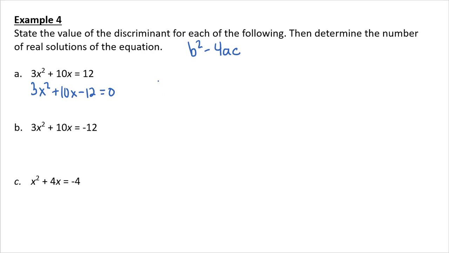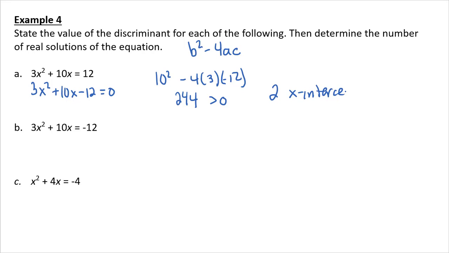So b squared is going to be 10 squared minus 4 times 3 times a negative 12. So that ends up to be 244. That number is greater than 0, which tells me I have two x-intercepts. Another way of saying that, I have two solutions. So my discriminant was 244. That told me I had two solutions.